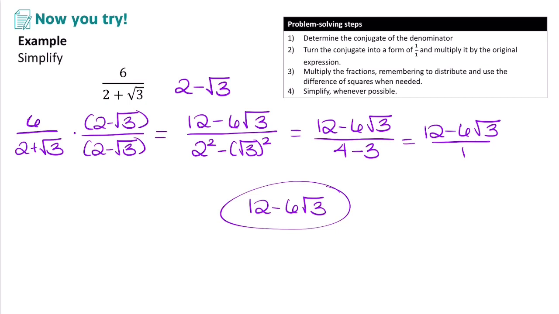And then in the denominator, we use the difference of squares, so we have 2 squared minus the square root of 3 squared. So in the numerator, we have 12 minus 6 square root of 3. And then in the denominator, we have 4 minus 3, which is equal to 1.